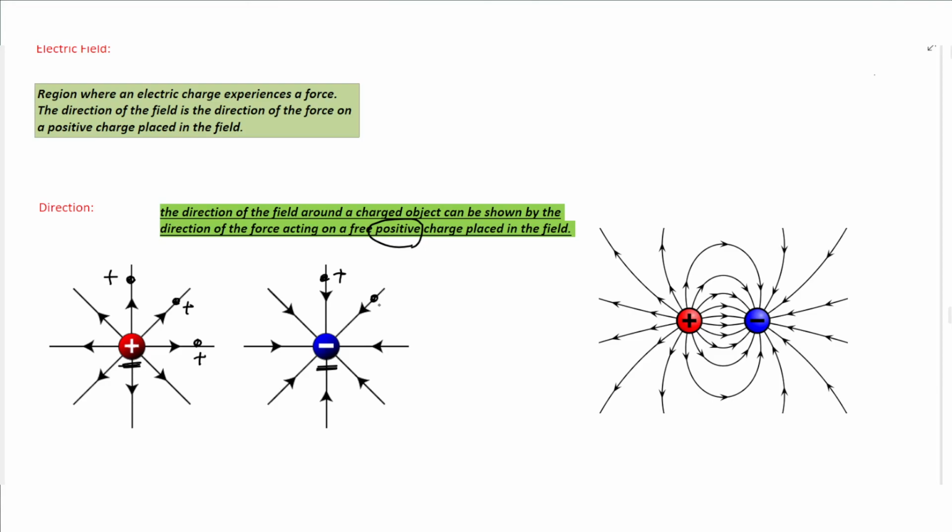Now the distance between the lines represents the strength of the field. So a small distance between field lines means a strong field. A large distance between field lines means a weak field. So this field is not uniform. It has places where it is stronger and places where it is weaker.